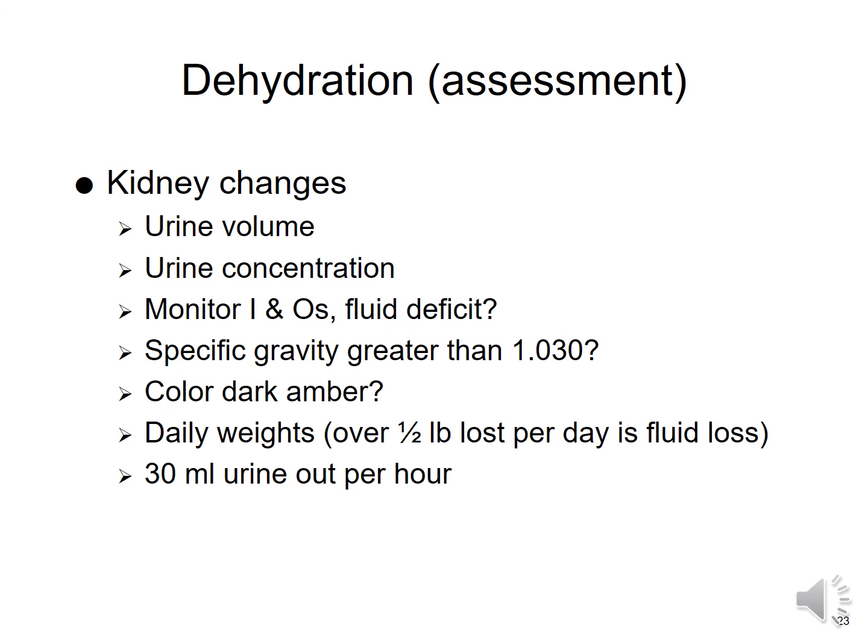Do we see a fluid deficit? The specific gravity in the urine greater than 1.030 is the color dark amber. So daily weights over a half a pound lost per day is fluid loss. 30 milliliters urine out per hour is the minimum. So make sure that you know all of those things about kidney changes that might indicate dehydration.